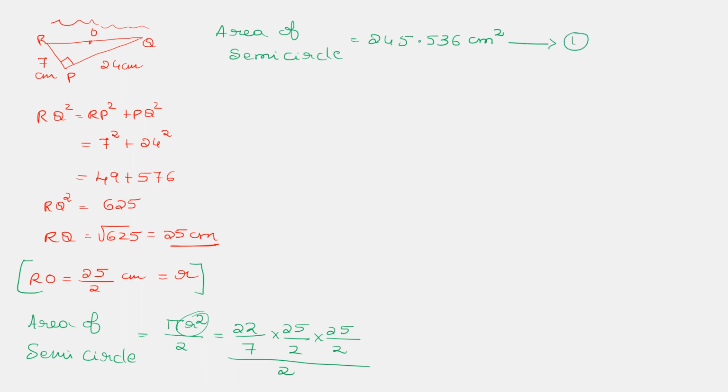Now what we have to find? Yes, correct. We have to find the area of the triangle PQR. So we know that triangle PQR is a right angle triangle. Therefore, area of triangle is equal to half into base into height. Here we have two values, 7 and 24. We can consider anything as a base or anything as a height. Therefore, this is equal to half into 24 into 7.